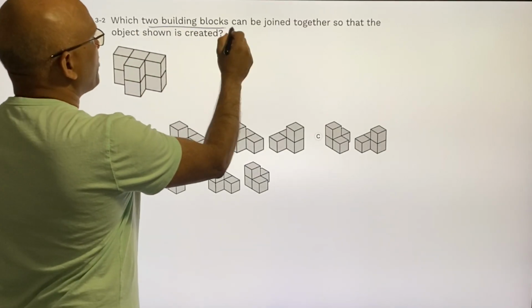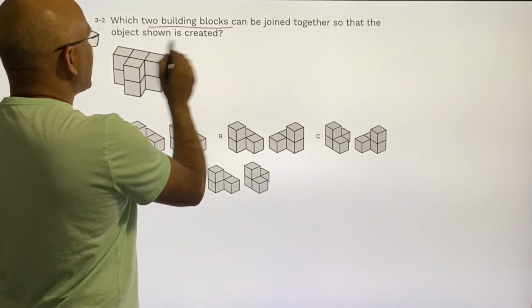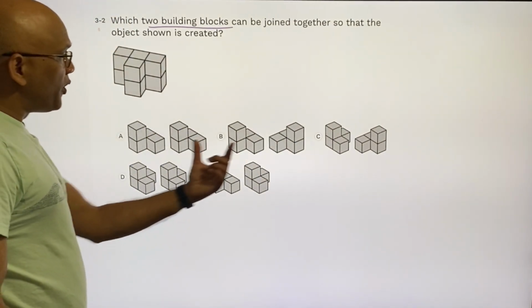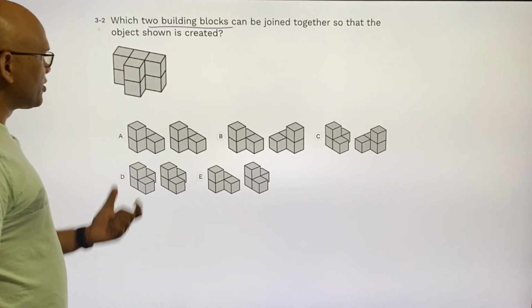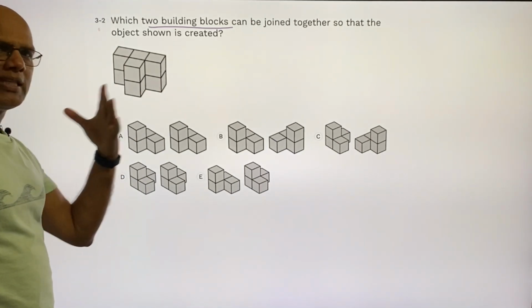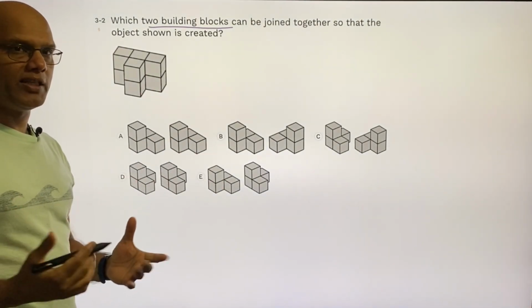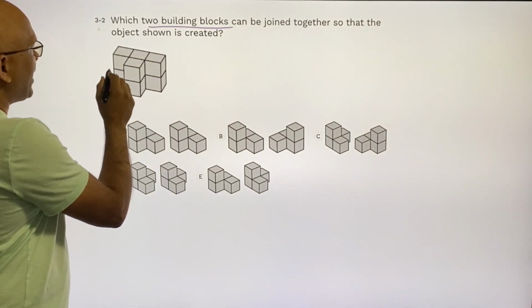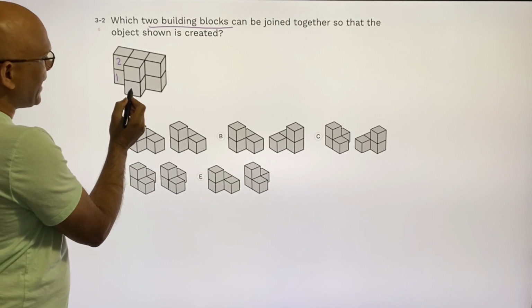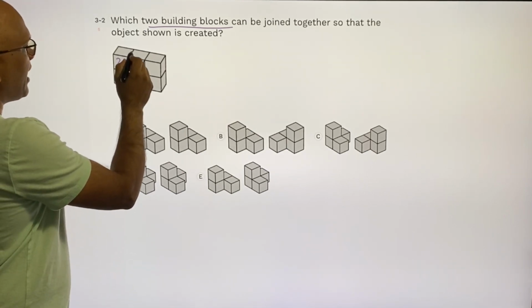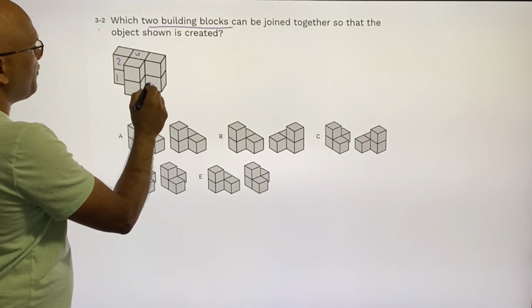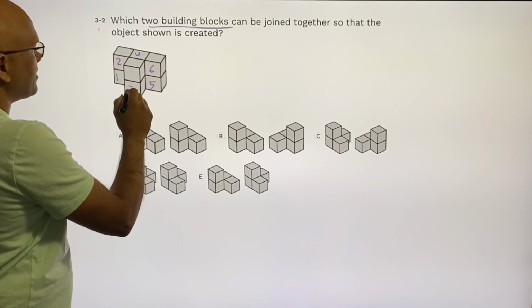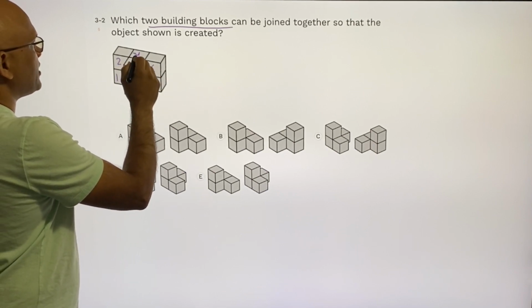Which of the 2 building blocks can be joined together so that the object shown is created? Okay, so which of these pairs can I join together to recreate this object? So this is a 3D problem and requires some imagination. To make it easier, let me number these blocks. Let me number it 1, 2, 3 is behind this, that is hidden, and then this is 4, 5, 6, 7, and 8.